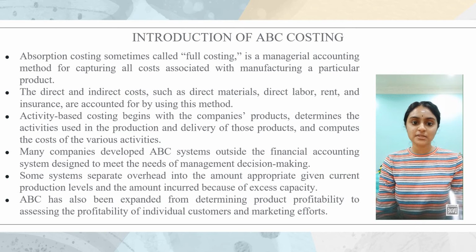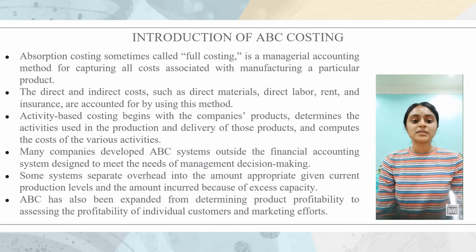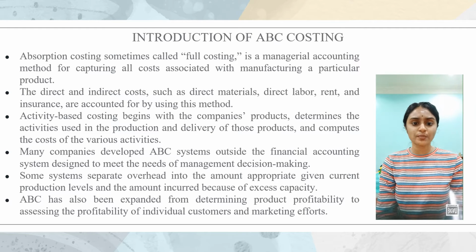Some ABC systems limit their cost analysis to the direct material, labor, and manufacturing costs found in traditional systems. Others include research and development, marketing, and distribution costs. Some systems separate overhead into the amount appropriate given the current production level and the amount incurred because of excess capacity. ABC has also been expanded from determining product profitability to assessing the profitability of individual customers and marketing efforts.